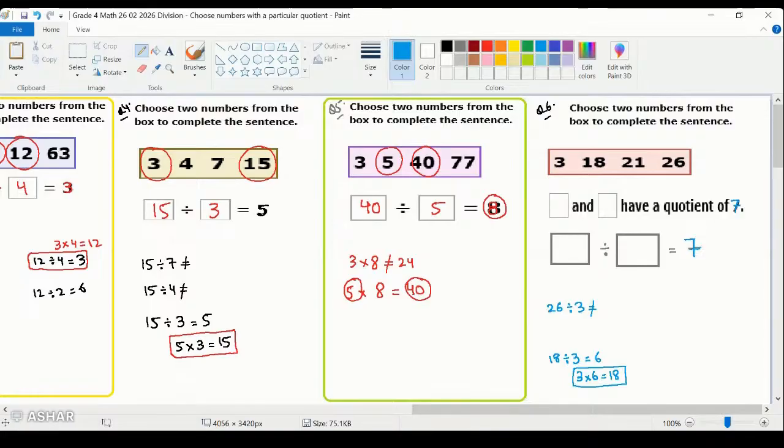Let's look at the next one. Can we say 21 when divided by 3 would be equal to 7, because we know that 3 times 7 is 21? So can we say that 21 and 3 have a quotient of 7, or 21 divided by 3 will give us a quotient of 7, right?